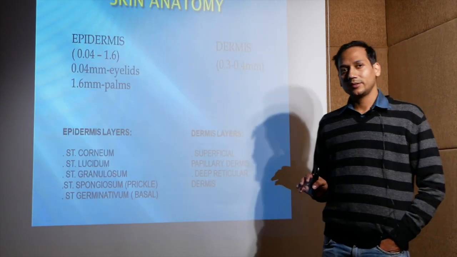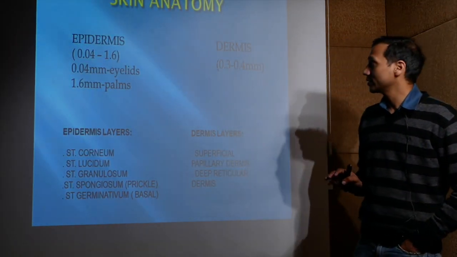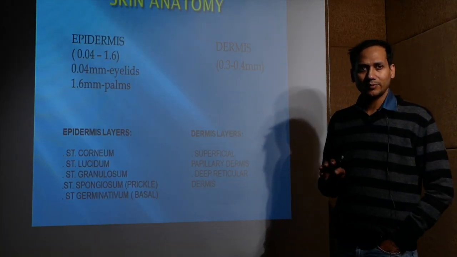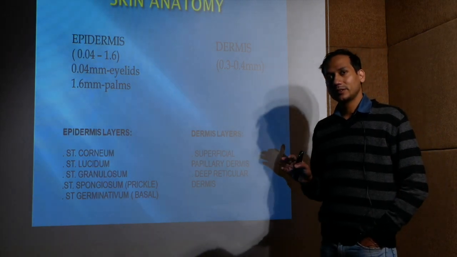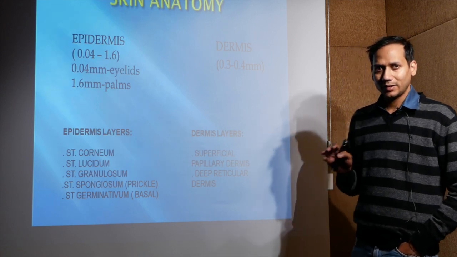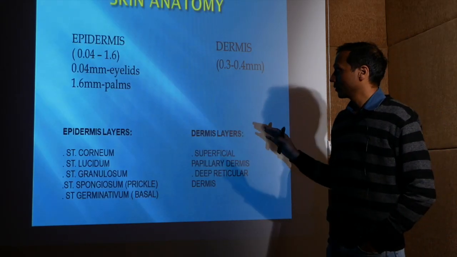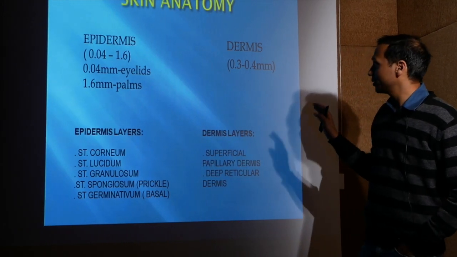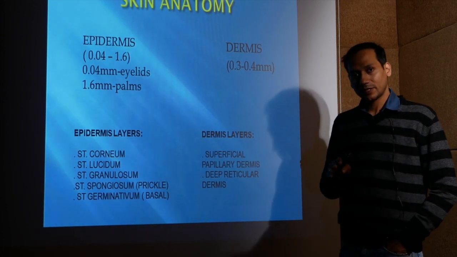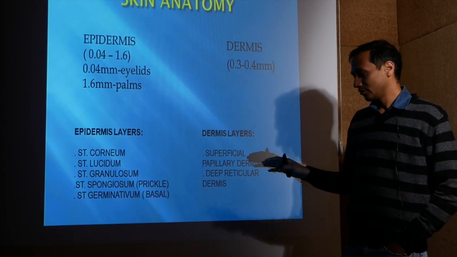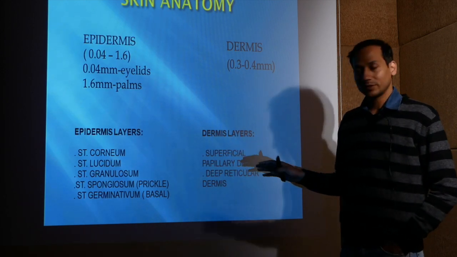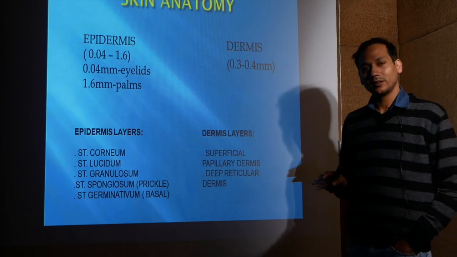First, we need to understand the anatomy of the skin. Broadly, we divide the skin into two layers: the epidermis and the dermis. The dermis constitutes the major part of the skin, about 90%, and the epidermis is about 10%. These are the thicknesses of the epidermis and dermis. The epidermis is further divided into five layers, which from below to above are the stratum basale, spinosum, granulosum, lucidum and corneum, and the dermis into the papillary and the reticular dermis.